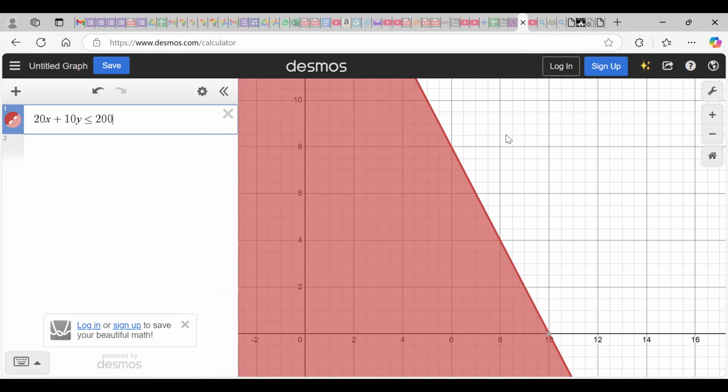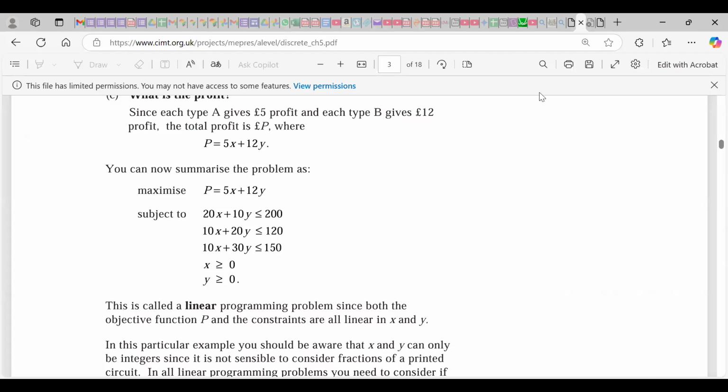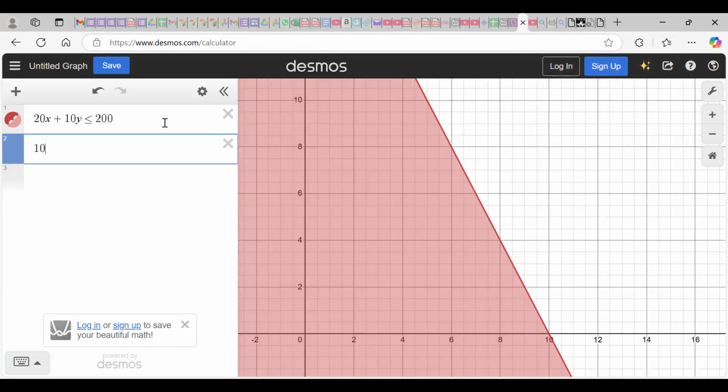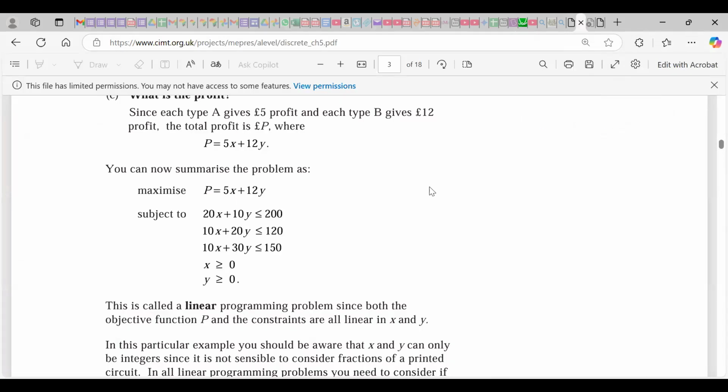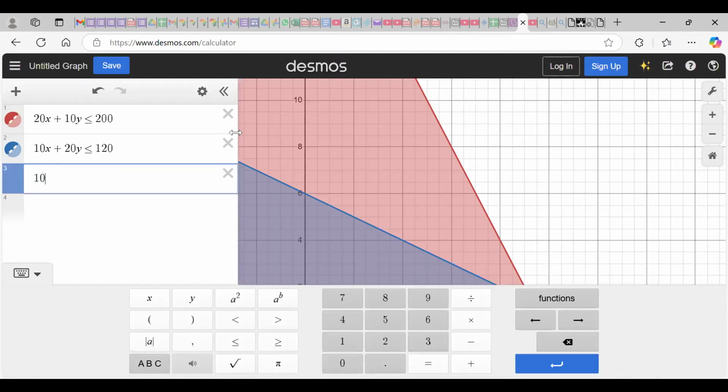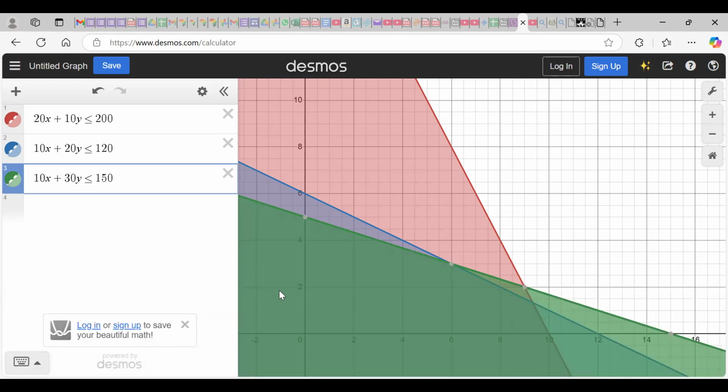10x plus 20y is less than 120. And then finally, what's the third one? 10x plus 30y is less than 150. So these are our inequalities.